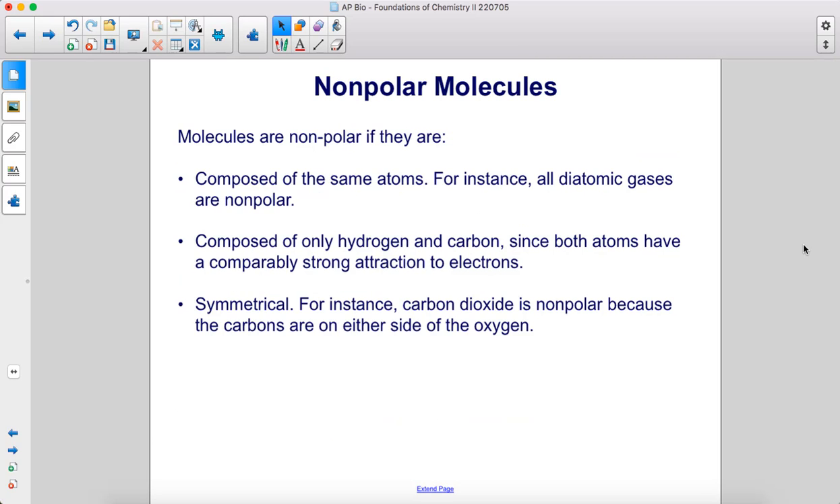Molecules are nonpolar if they are composed of the same atoms. For instance, all diatomic gases are nonpolar. They are also nonpolar if they're composed of only hydrogen and carbon, since both atoms have a comparably strong attraction to electrons, or if they're symmetrical. For instance, carbon dioxide is nonpolar because the carbons are on either side of the oxygen.